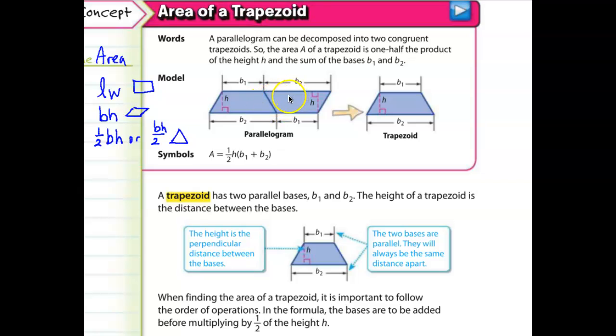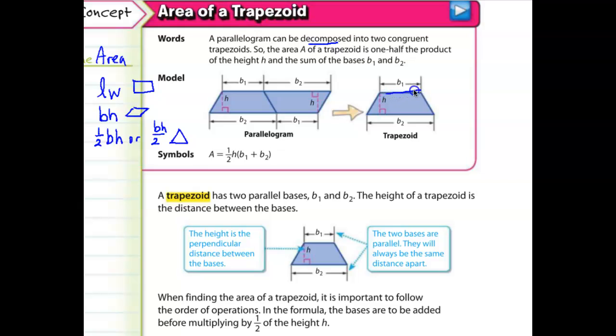It's based on the fact that you can make a parallelogram from two congruent trapezoids. And again, the word decompose just means to break apart. And so you can break apart a parallelogram into two congruent trapezoids. You just flip it over, put it together like a puzzle piece. And so the area of a trapezoid is going to be 1/2 the product of its height and the sum of its bases, base 1 and base 2.